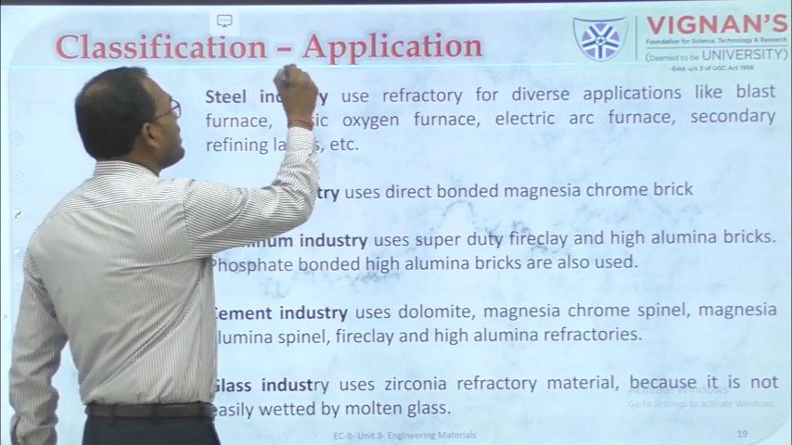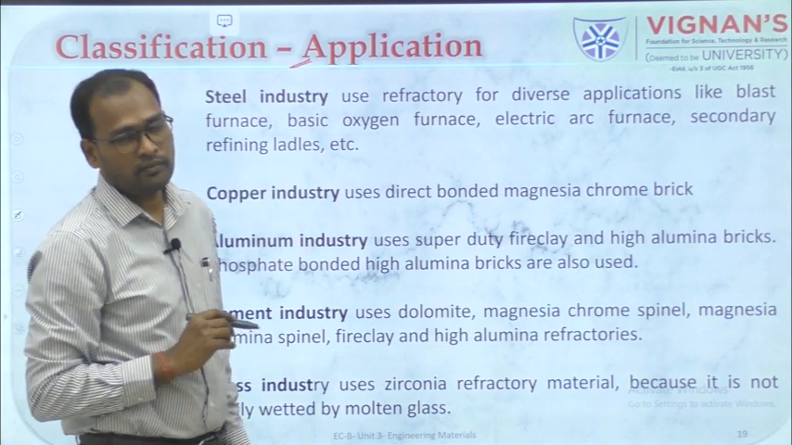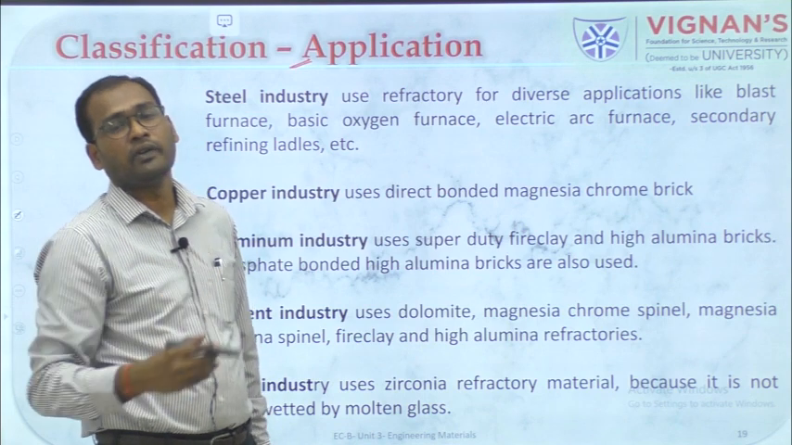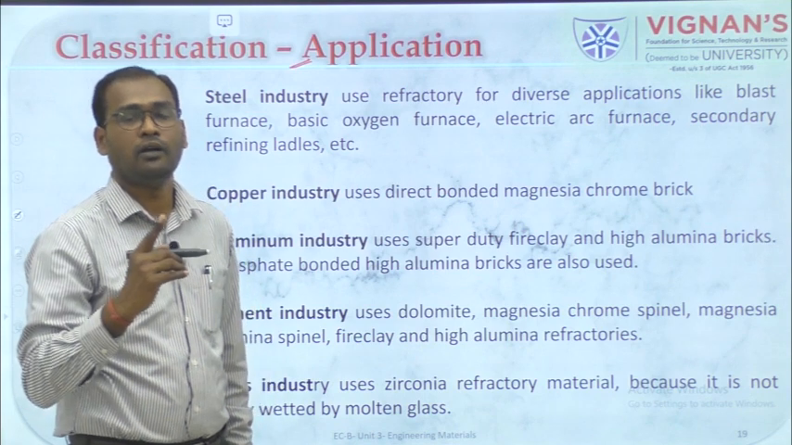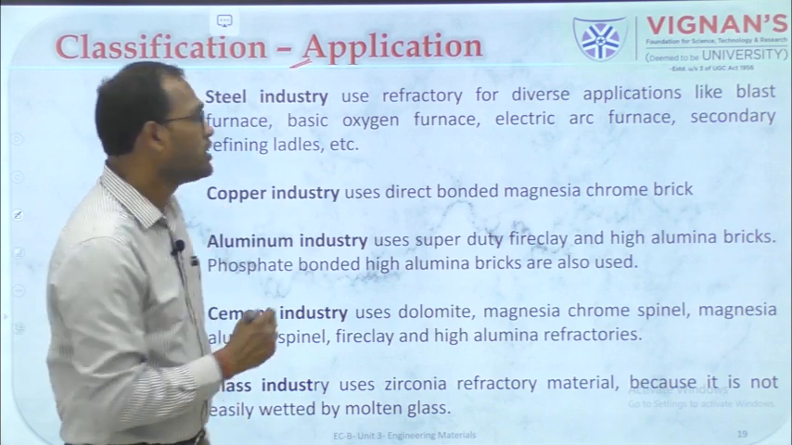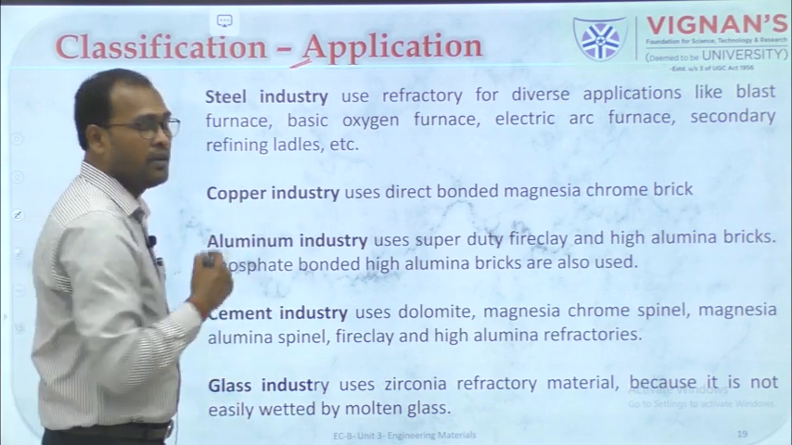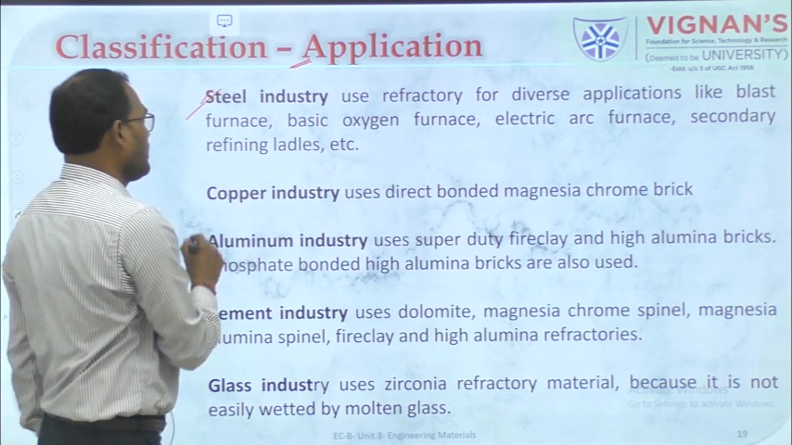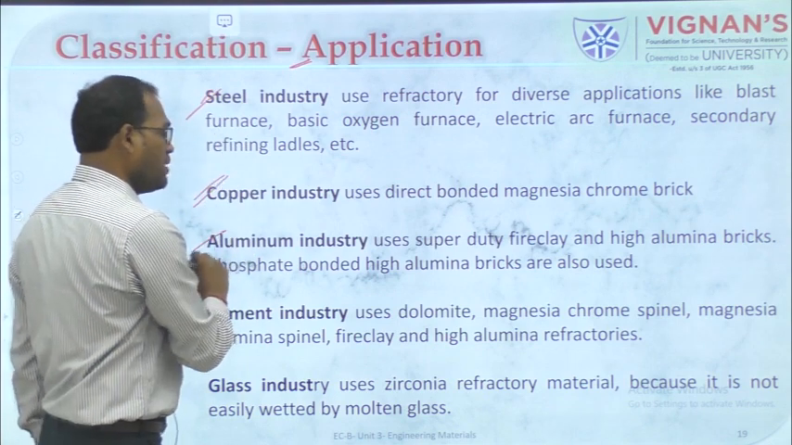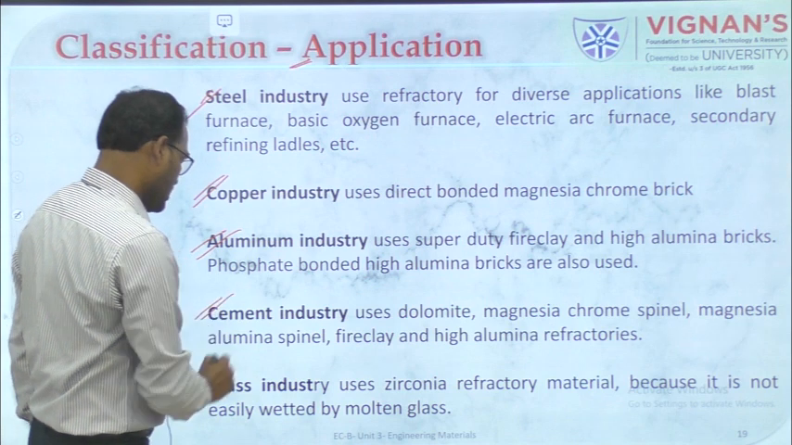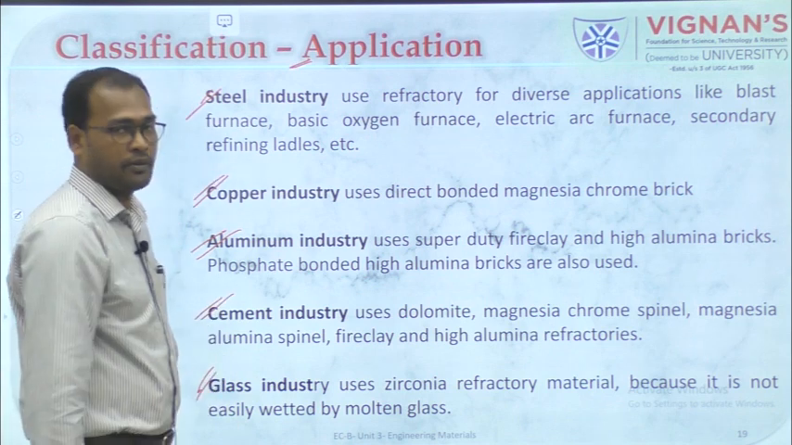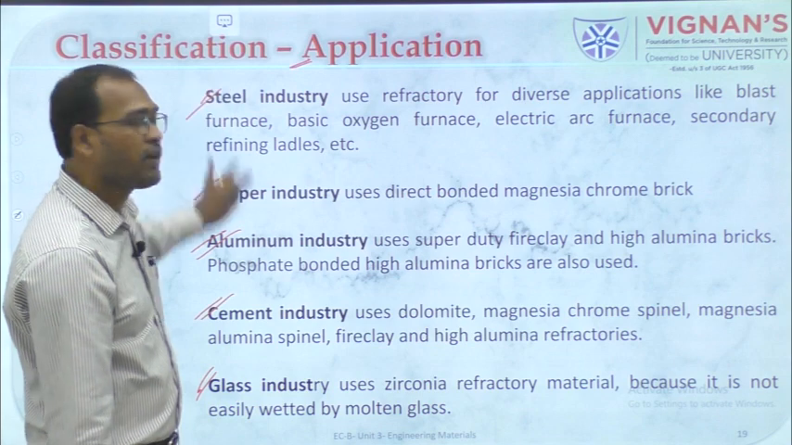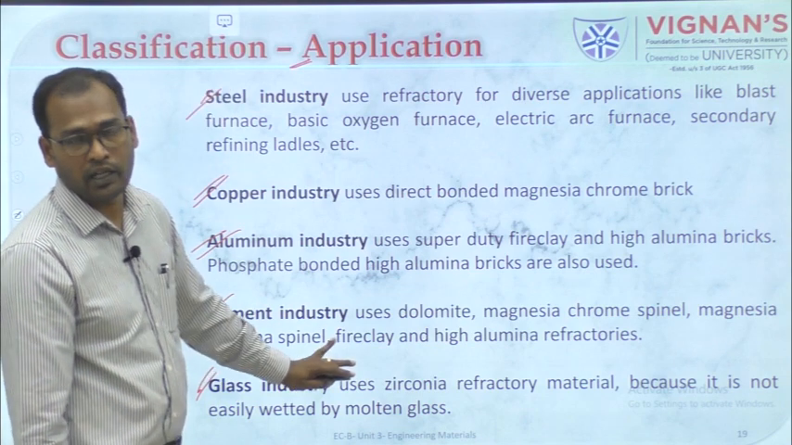Okay. So based on the applications, as I said, we can classify into different types. So one type is based on the application where it is used. You can see the different industries where these ceramics have been used, right: steel industry, copper industry, aluminum industry, cement industry, and glass industry, right. So these are the different places where this refractory has been used.